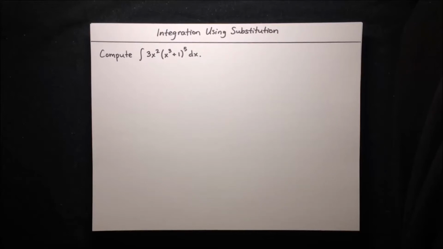In this video, I'm going to show you how to perform integration using substitution. So here's our first problem. We want to compute the integral of 3x squared times x cubed plus 1 all to the fifth power dx.